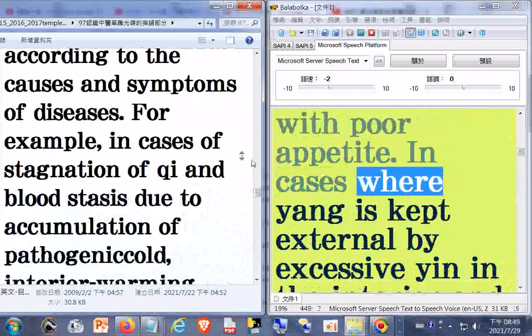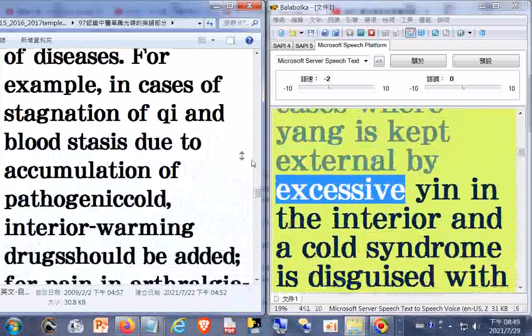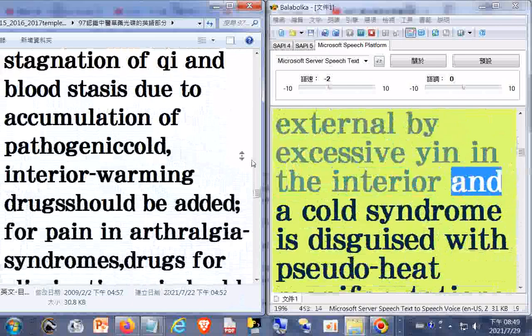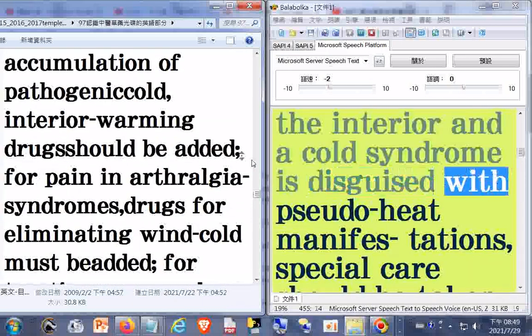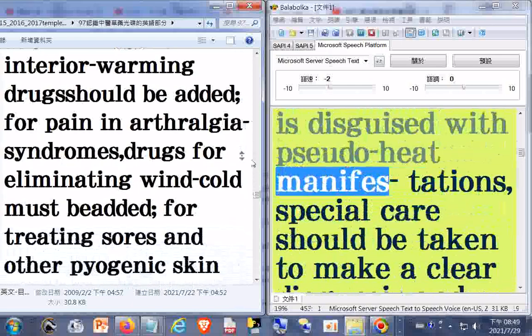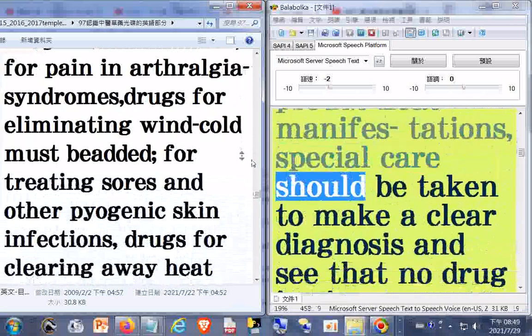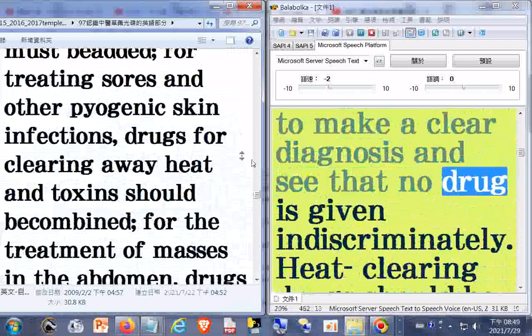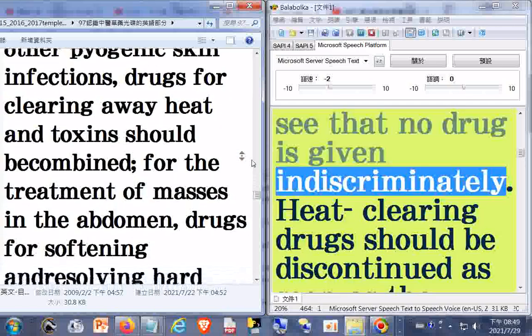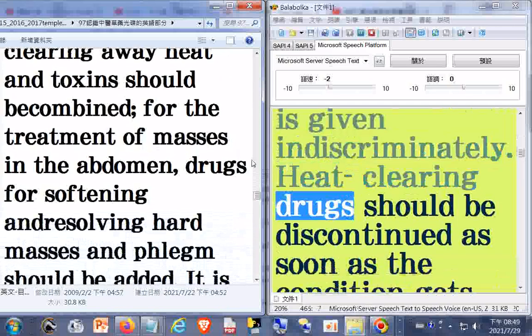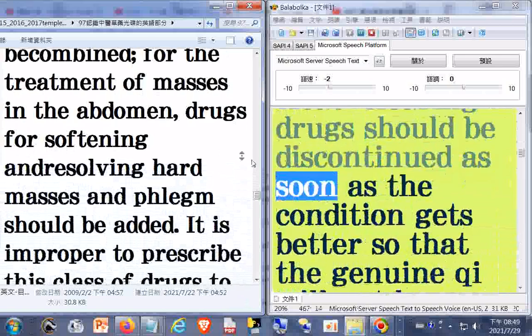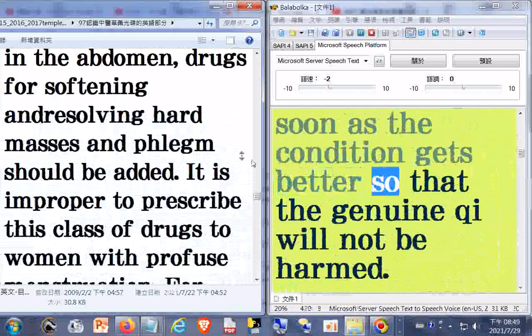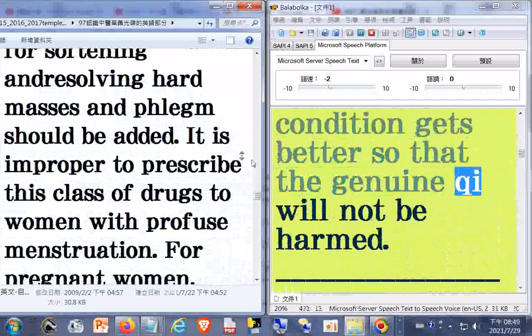In cases where yang is kept external by excessive yin in the interior and a cold syndrome is disguised with pseudo-heat manifestations, special care should be taken to make a clear diagnosis and see that no drug is given indiscriminately. Heat-clearing drugs should be discontinued as soon as the condition gets better so that the genuine qi will not be harmed.